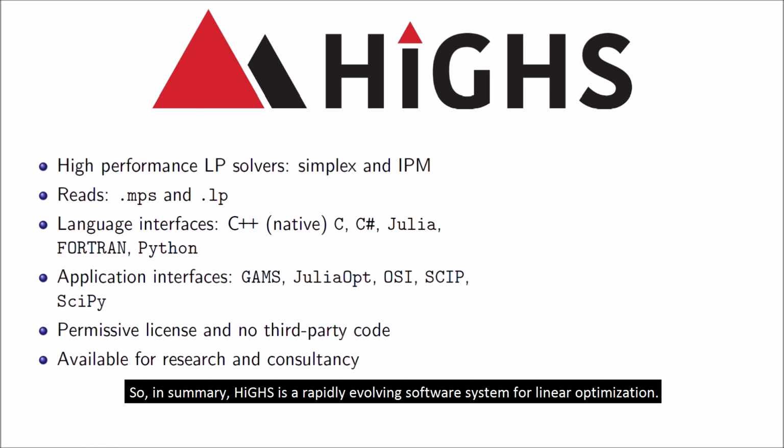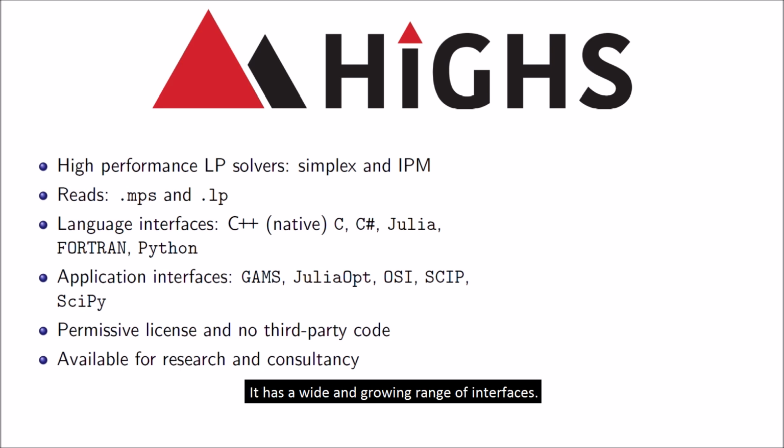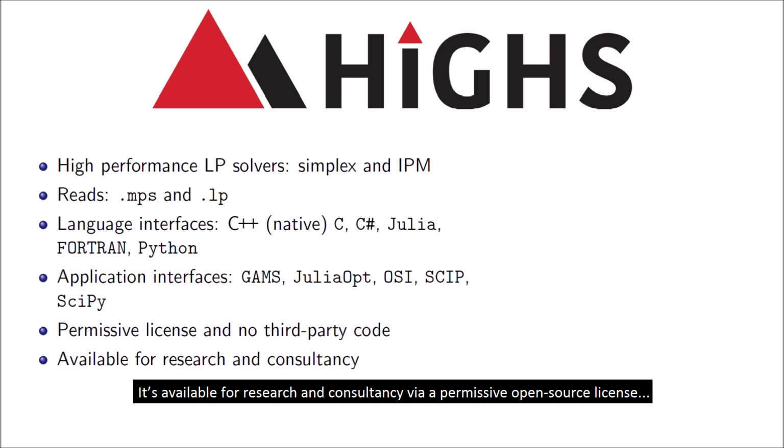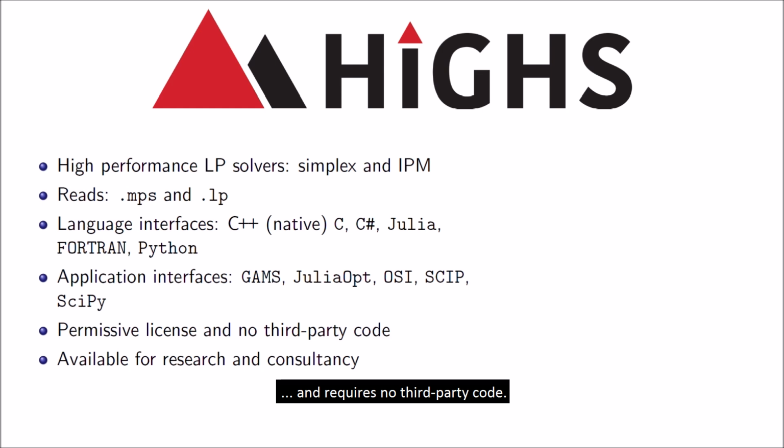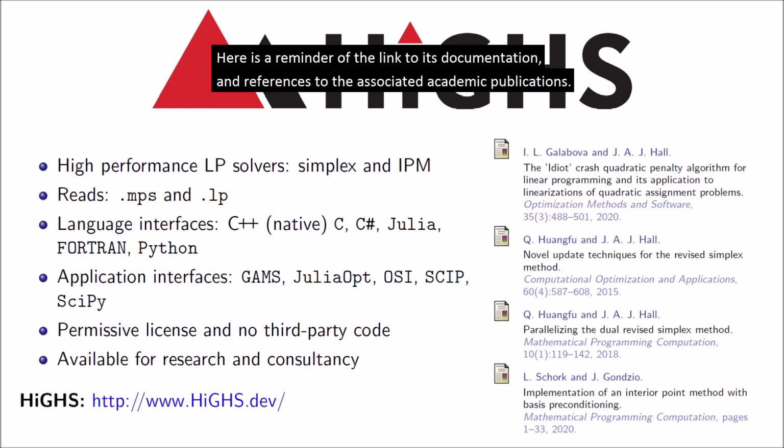So, in summary, HiGHS is a rapidly evolving software system for linear optimization. It has a wide and growing range of interfaces. It's available for research and consultancy via a permissive open source license and requires no third-party code. Here is a reminder of the link to its documentation and references to the associated academic publications.